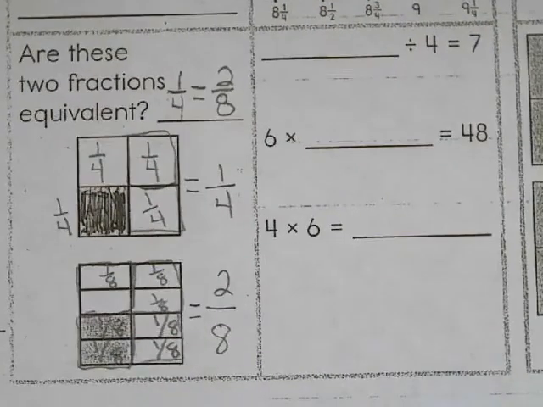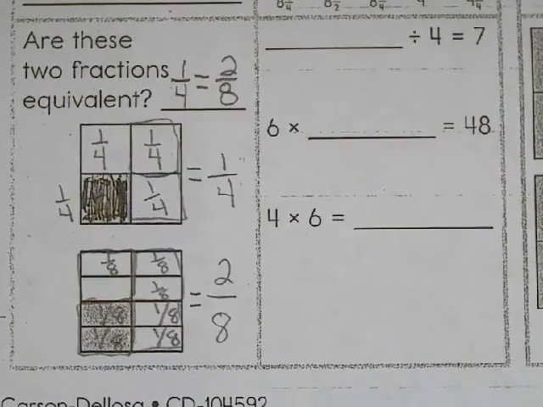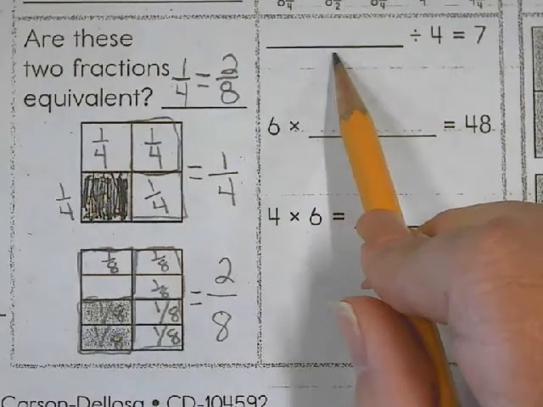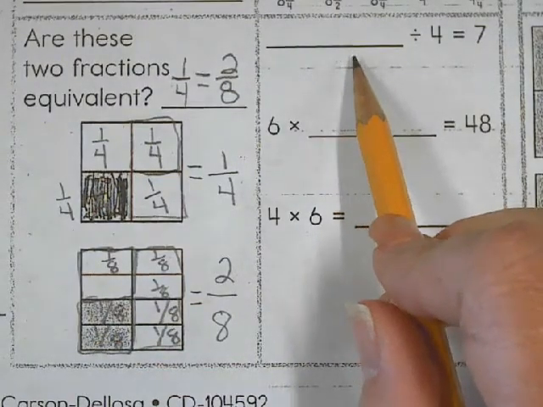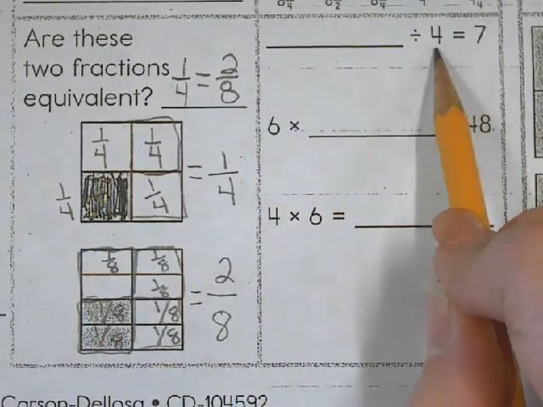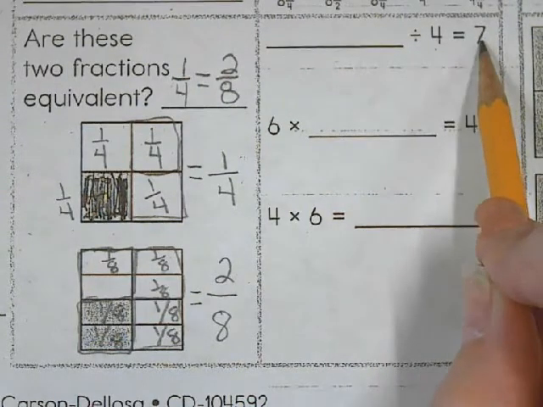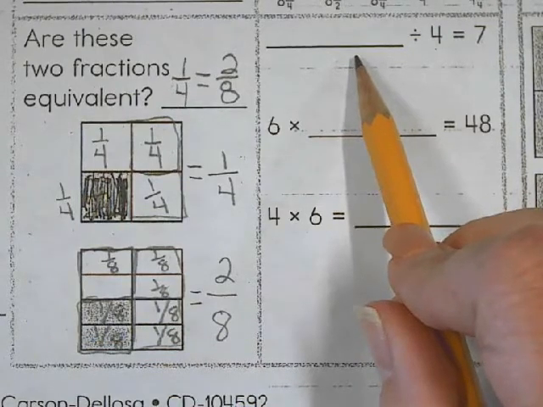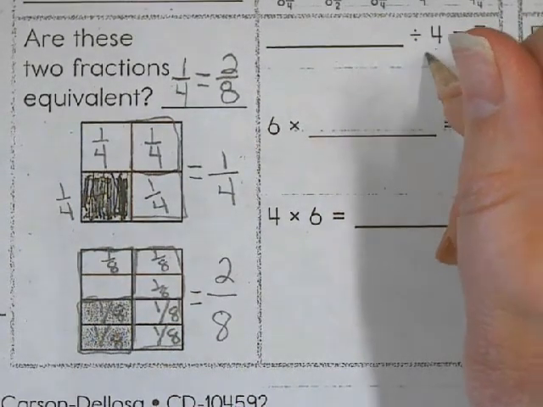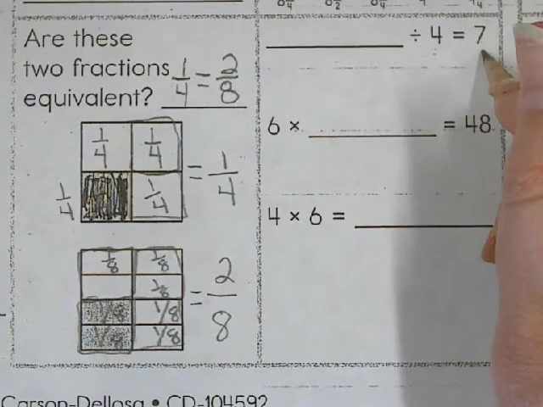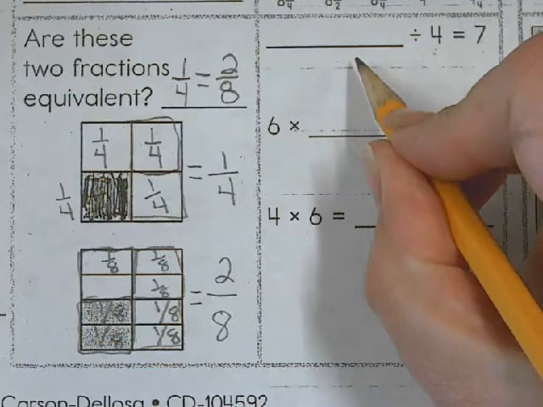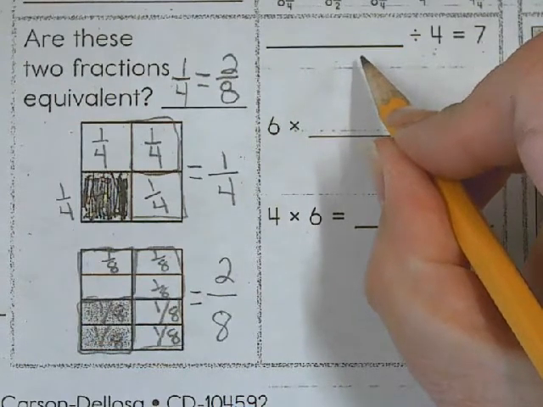Okay, now let's move on to our multiplication and division number sentences or equations. In the first equation, you notice that we are missing the dividend. We have our divisor and we have our quotient. To get our dividend, or the total objects, we know that we have 4 groups and there's 7 in each group.